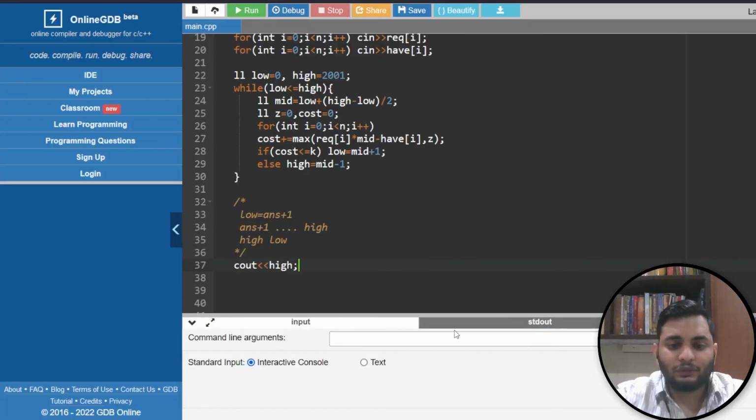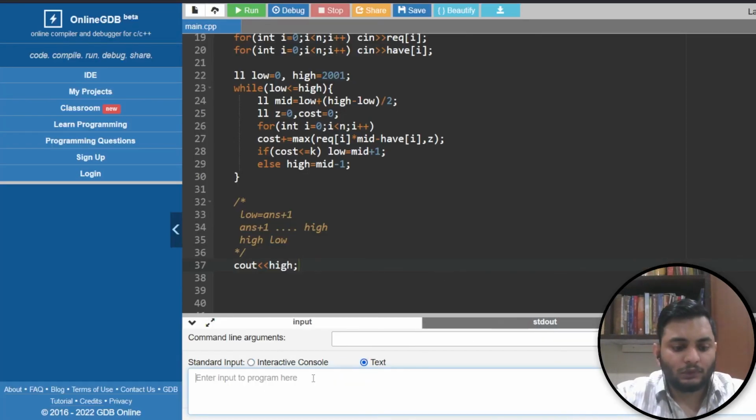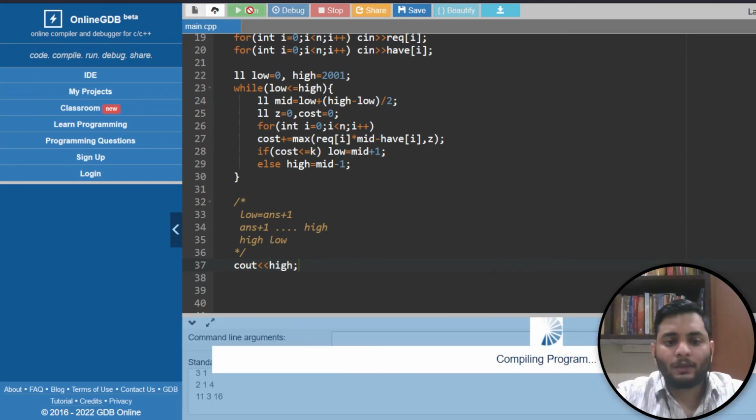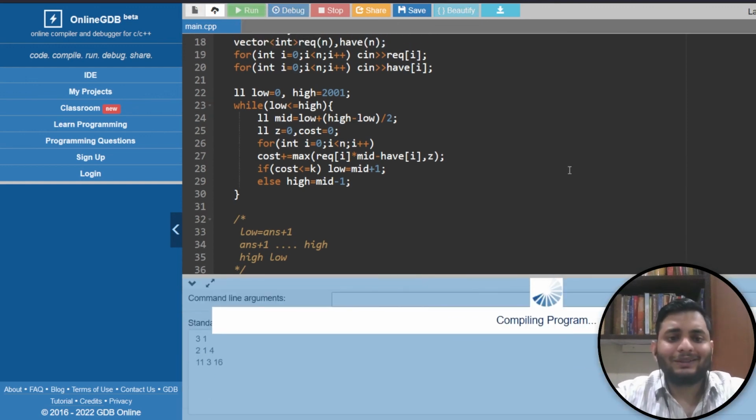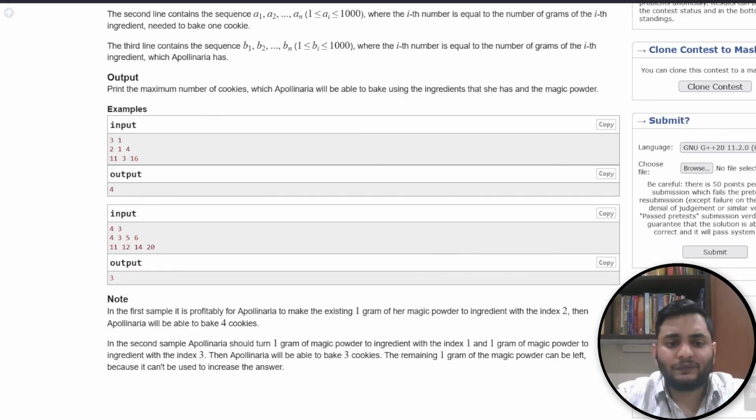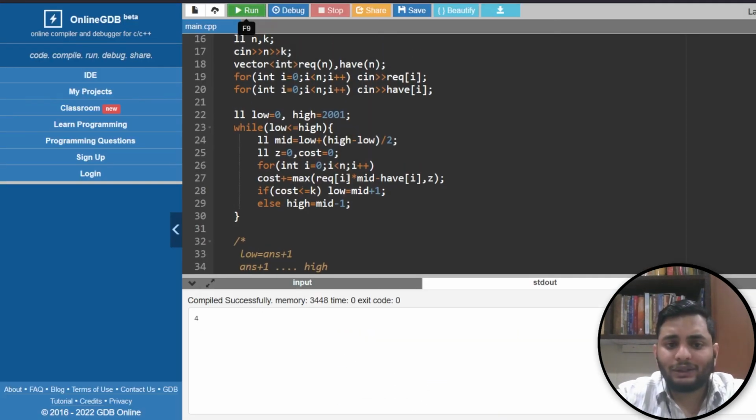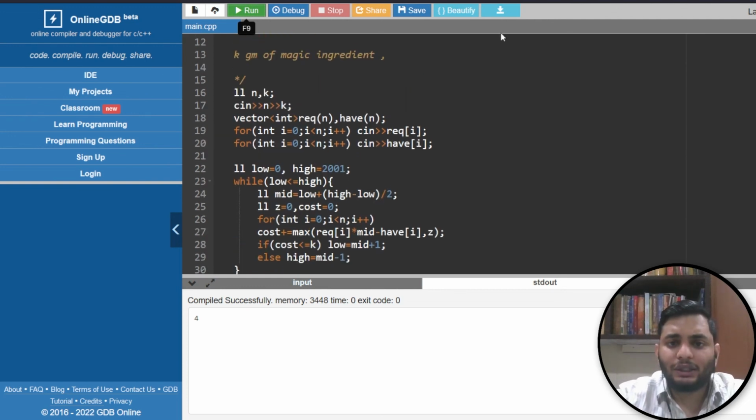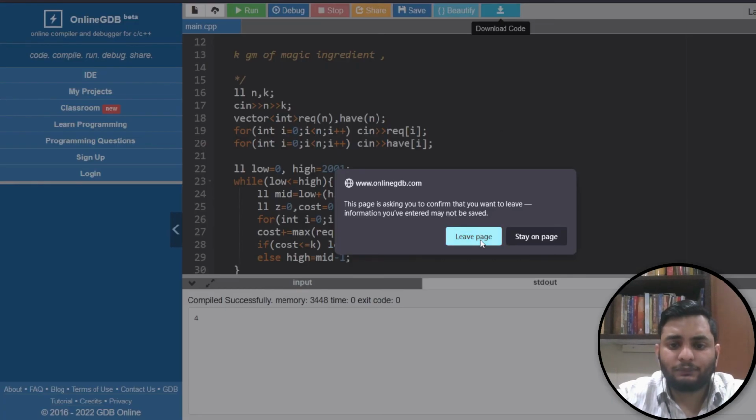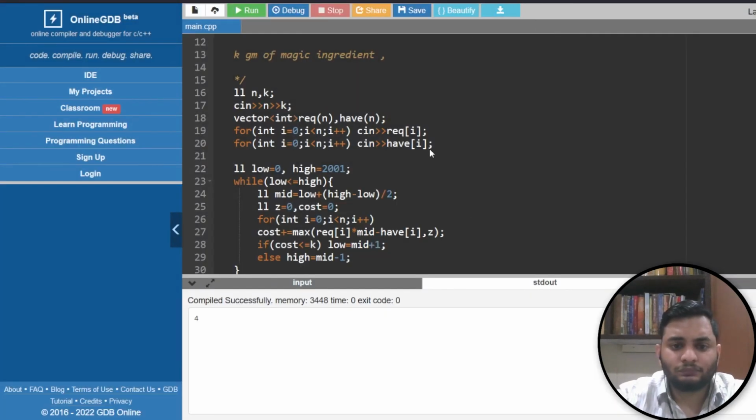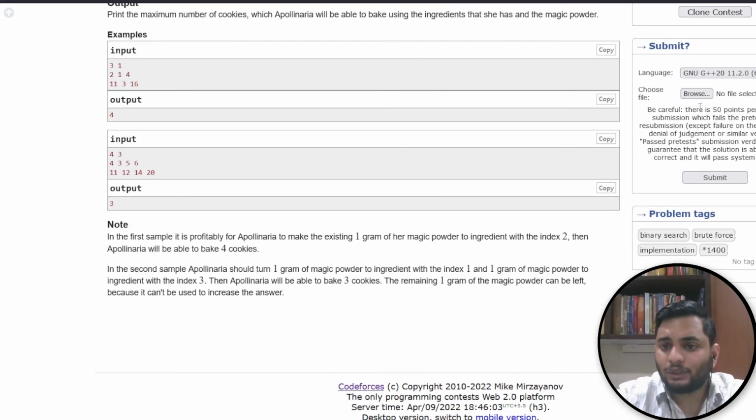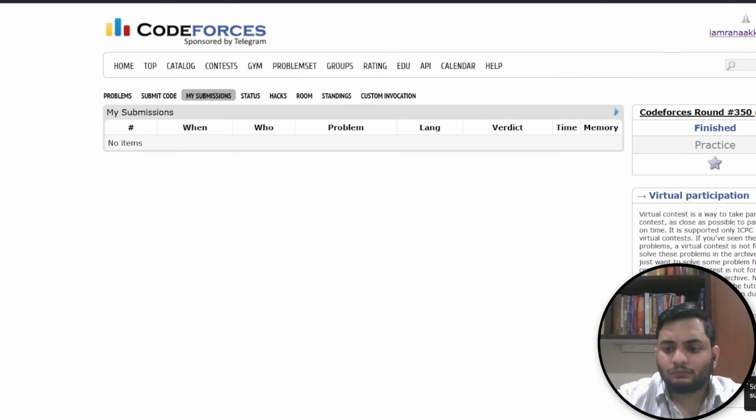Let's just try it for some input. Makes sense. Mid number of quantity 4, showing correct. So mid number of amount, and we are checking whether we can form mid number of cookies from this or not, right? Let me just download this code. Let me just try to submit. Showing submitted successfully here, showing accepted here.